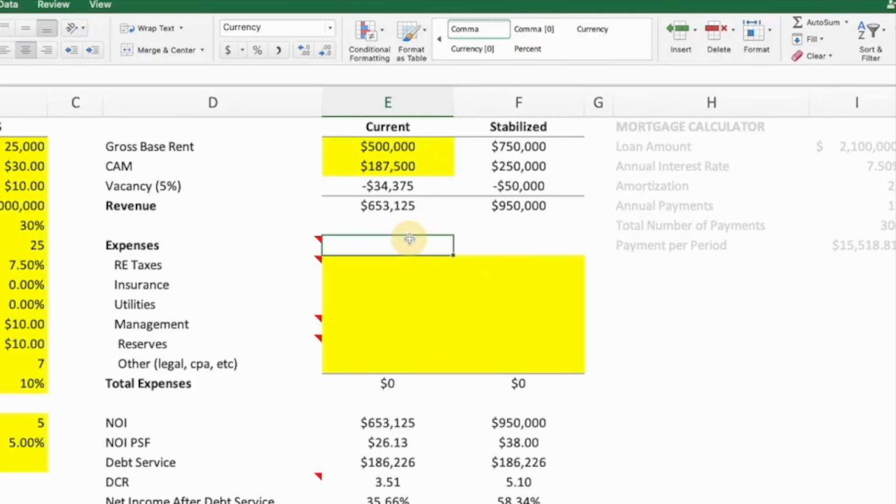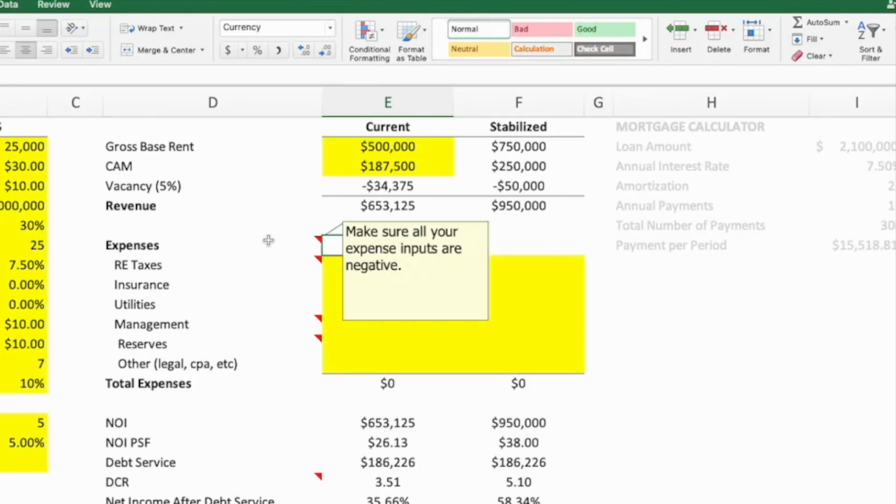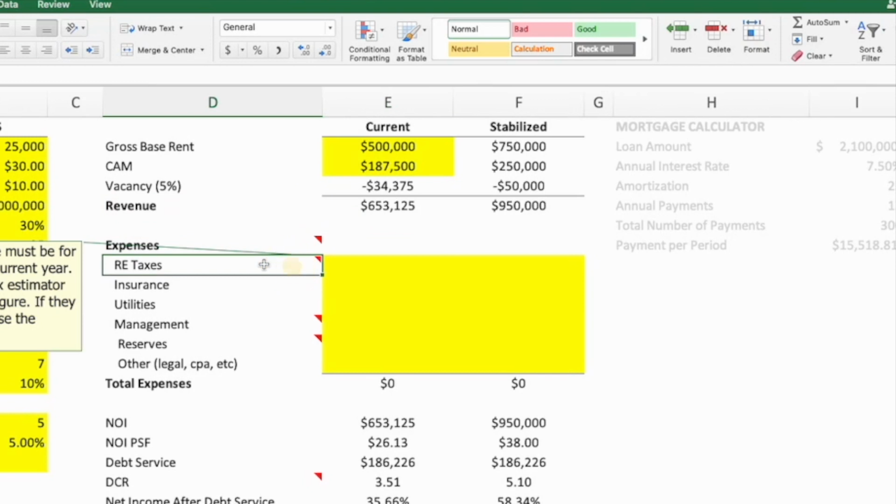Now, when it comes to expenses, the first thing here is make sure you put in all expenses as negative. Okay, because expenses leave your pocket, so it's a negative. Real estate tax here. Real estate tax must be for the next year, not the current year. Use the county's tax appraiser tool to find an actual figure. If they give you a range, use the median amount. So this part is very important.